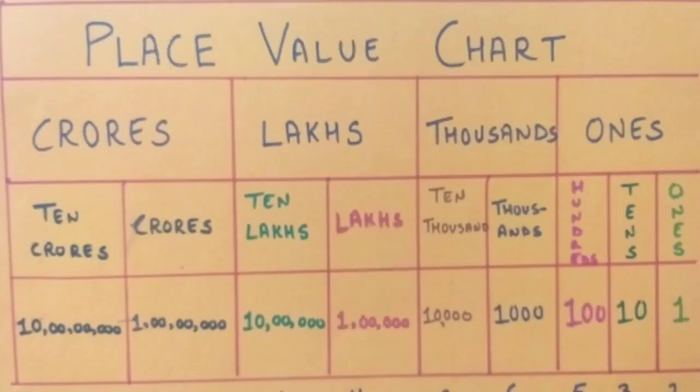Now take a look at a place value chart. This place value chart comprises different periods known as ones, thousands, lakhs and crores. Each period is subdivided into different places. Ones period has 3 sub-places known as ones, tens, hundreds. Thousands has 2 sub-places known as thousands and 10,000s, and lakhs has 2 sub-places, that is lakhs and 10 lakhs. Crores are used for the numbers that are beyond the 7, 8 digit numbers.